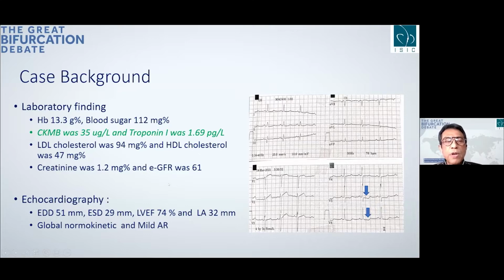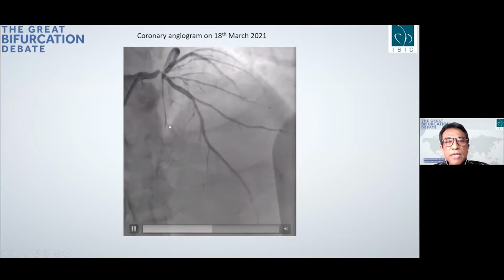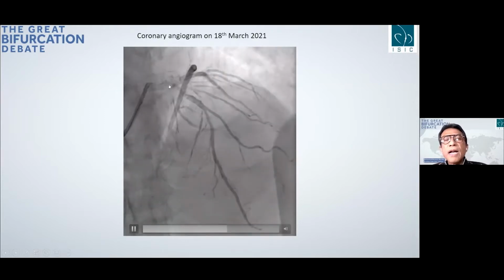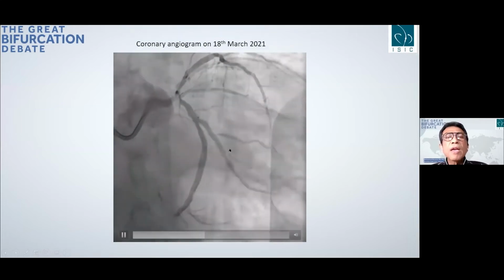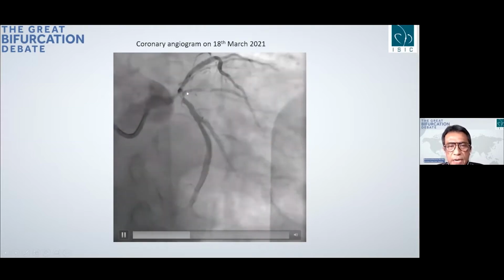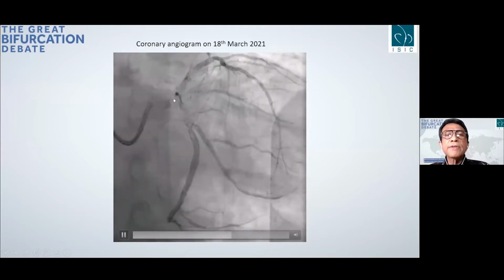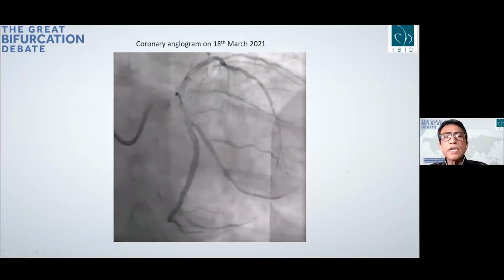That's global normal kinetic. This is the angiogram. You can see here a very tight stenosis of the distal left main, and some lesion at the proximal LAD. If you look here, there might be an obtuse marginal or a ramus, because it's very close to the LAD, and there is significant stenosis of the ostial circumflex.